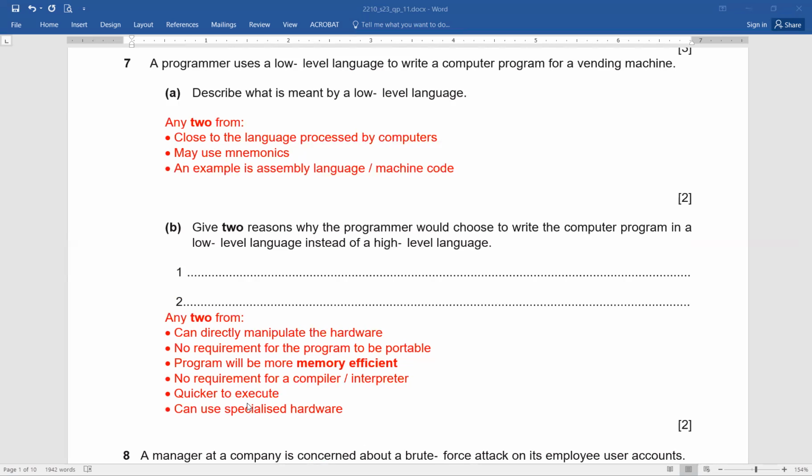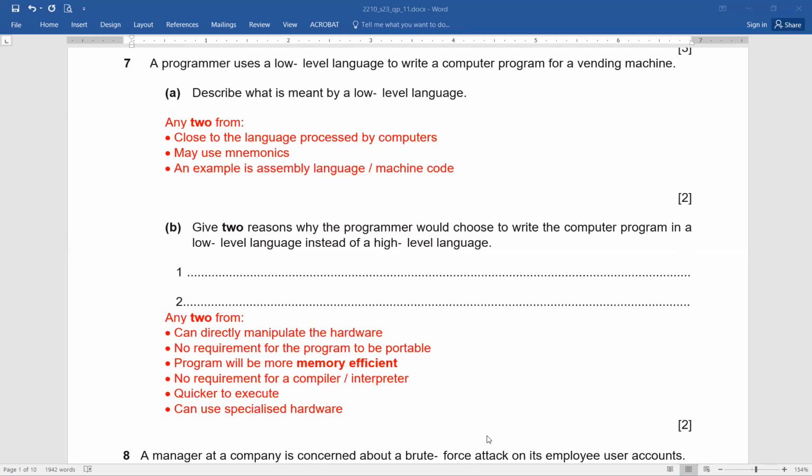By the way, do we need any translator for the low-level language? Yes, that's wonderful. It is the assembler, but there is no need. Maybe a student can write down there is no need for a compiler or interpreter. So he is also correct. Quicker to execute, can use specialized hardware. So if you have written any of these 2 points, then you will definitely score 2 out of 2.